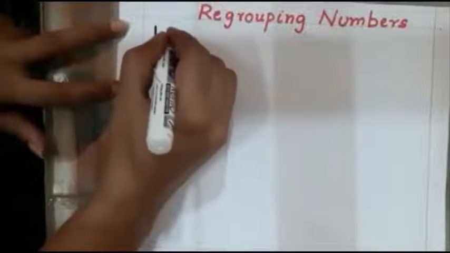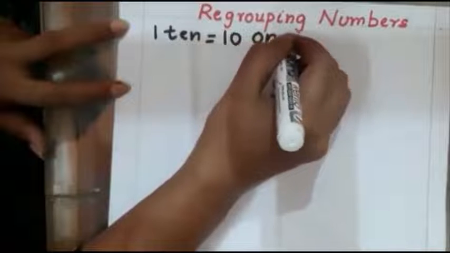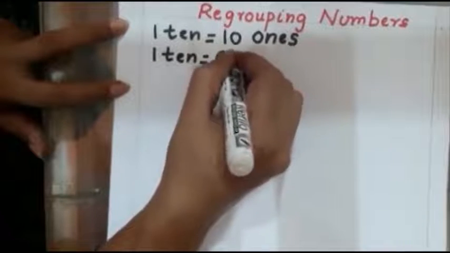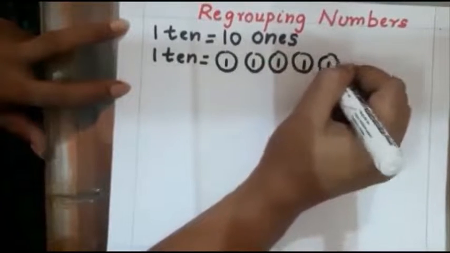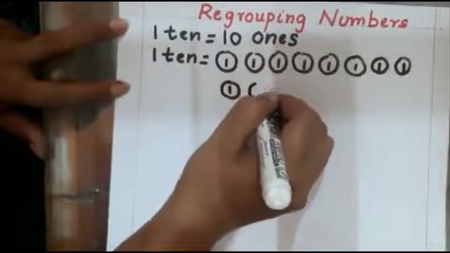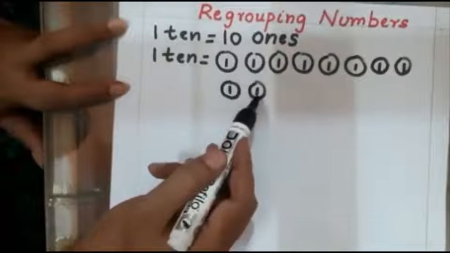Now we are going to discuss about regrouping of numbers. First, we will learn how to regroup 1 ten. Children, 1 ten can also be written as 10 ones. Isn't it, children? Let us see how. 1 ten is equal to 1, 2, 3, 4, 5, 6, 7, 8, 9, 10. So here 1 ten can also be written as 10 ones.